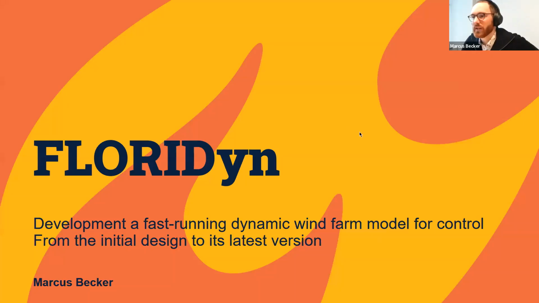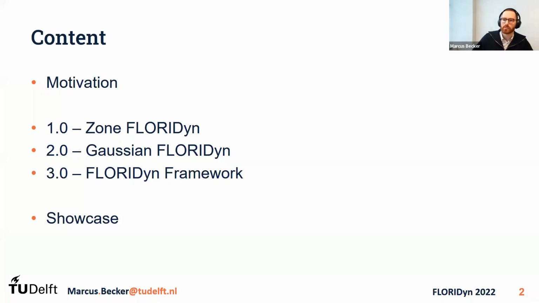Okay, so today I'm going to talk about, as Bart already mentioned, FLORIDyn, which is a fast-running dynamic wind farm model aimed for control. We're going to talk first about the motivation behind the project, and then we're going to look into the three major stages, and also from these major stages, just looking at the key ideas of how this model has developed, and then we'll look at a showcase of the model itself.